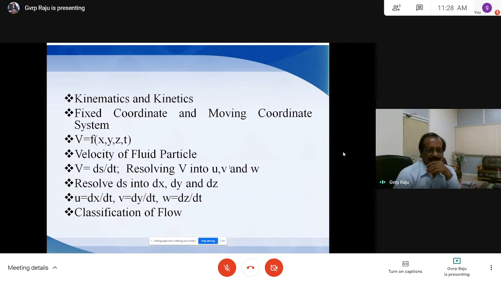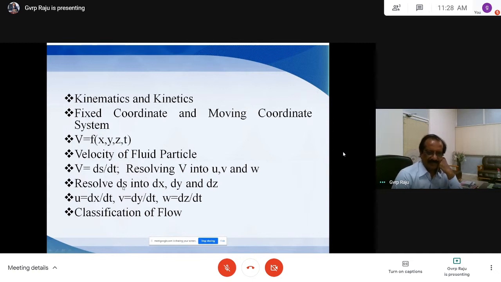So the velocity here, the fluid velocity, can be resolved into three directions: small u, small v, and small w. V is equal to, we can resolve v into three components. The component of velocity in the x direction is small u, the component of velocity in the y direction is small v, and the component of velocity in the z direction is small w. So the velocity can be resolved into three directions.